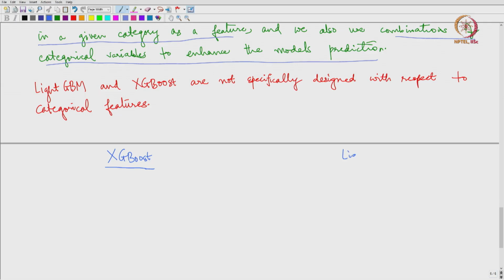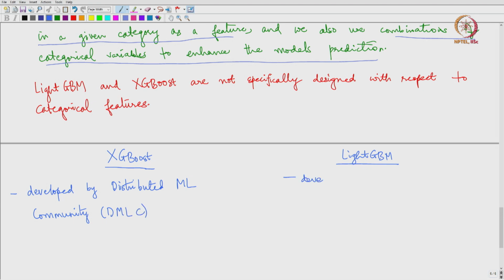I will write the features of XGBoost on the left side and those of LightGBM on the right side. So, first just a little bit of history around who is developing these. So, XGBoost is developed by the distributed machine learning community, or DMLC, whereas LightGBM is developed actually by Microsoft.